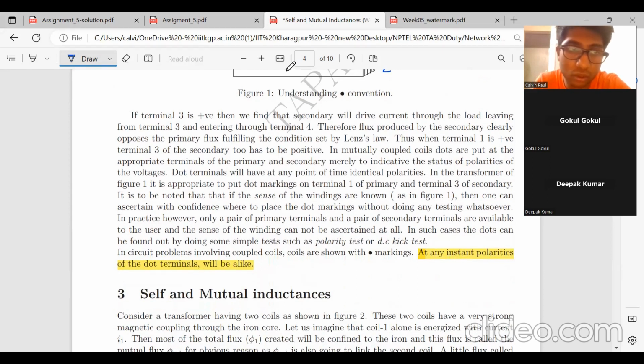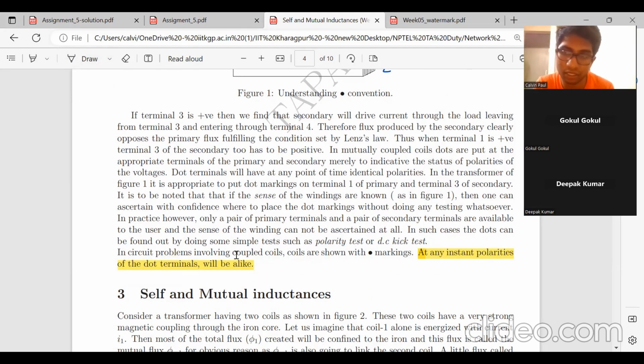And to do that, there are various tests such as the polarity test or a DC kick test. Such tests are used to determine the polarity and determine the dot convention, that is known as the polarity test or DC kick test.